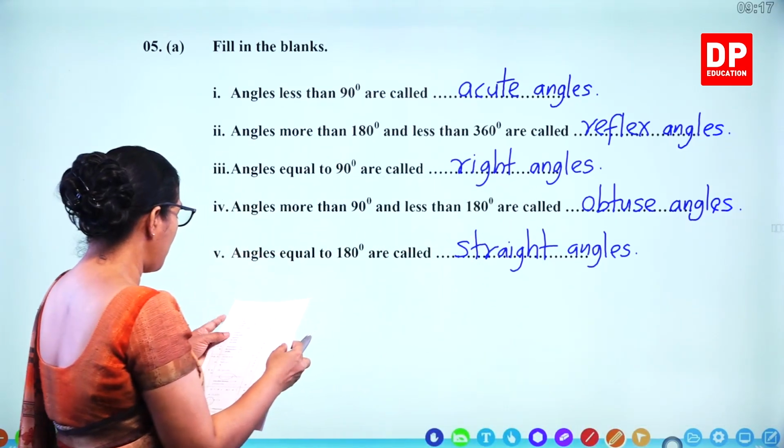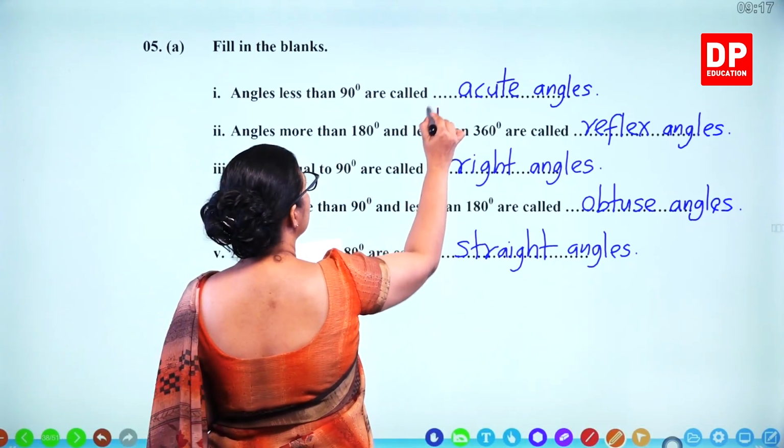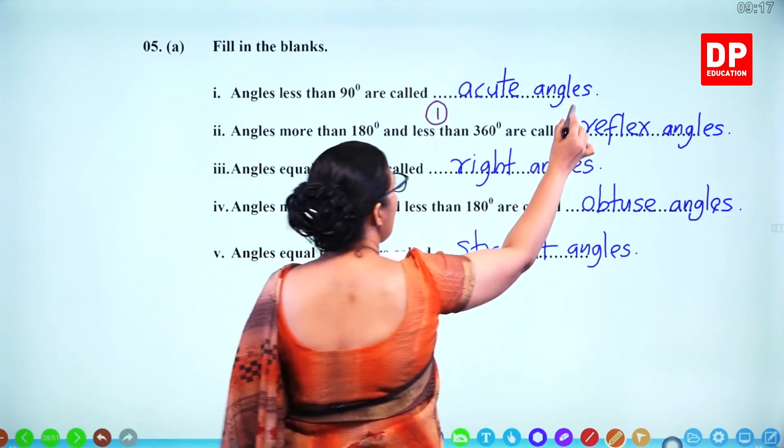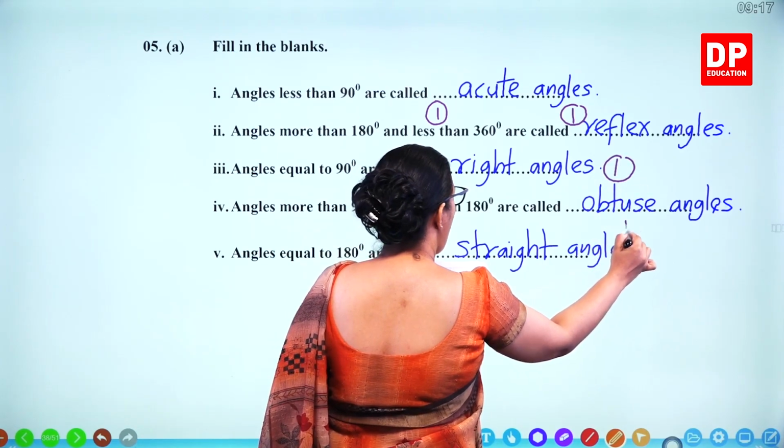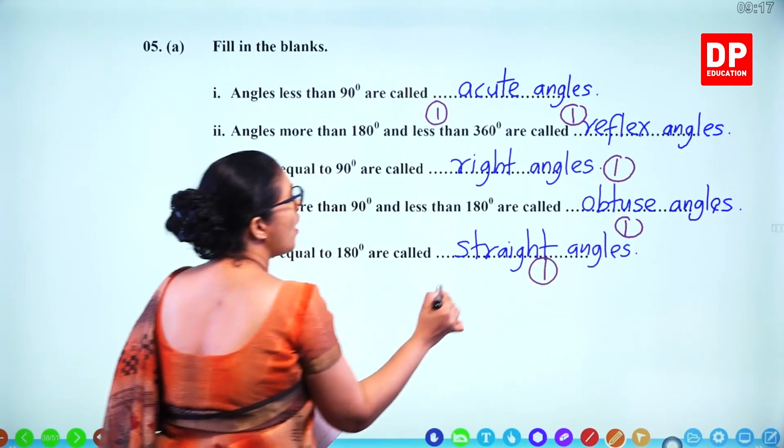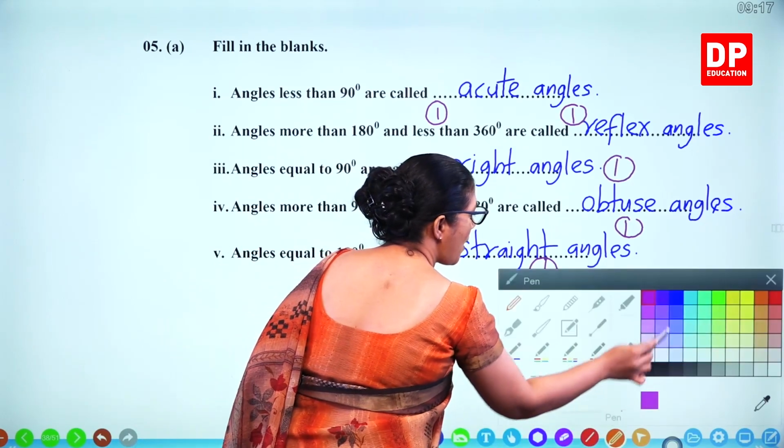So let's see how many marks. 1 mark. 1 mark here. Right angle 1 mark. Obtuse 1 and straight angle 1. So 5 marks for that part.